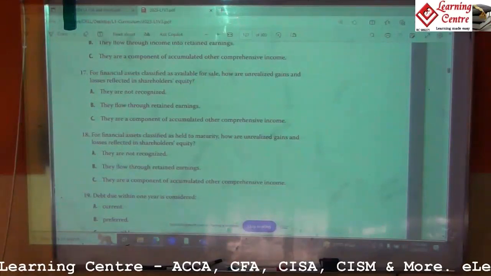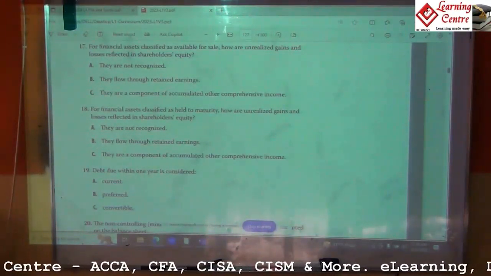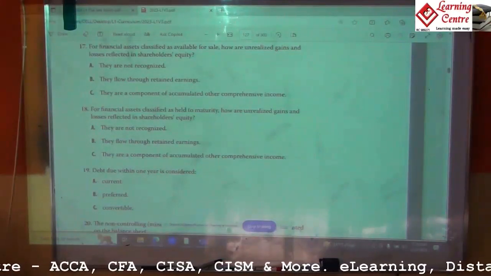So let's look at number 18 to round it up, and we'll now move into cash flow. Number 18. This class is wonderful. Number 18.